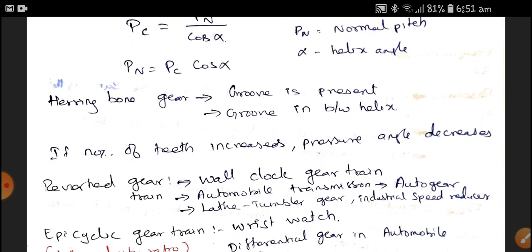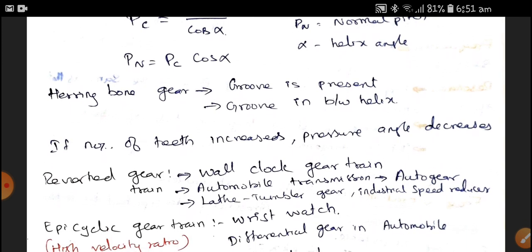In the herringbone gear, grooves are present. Grooves are between the helix. Okay. If the number of teeth is increased, the pressure angle will get reduced in the helical gear.